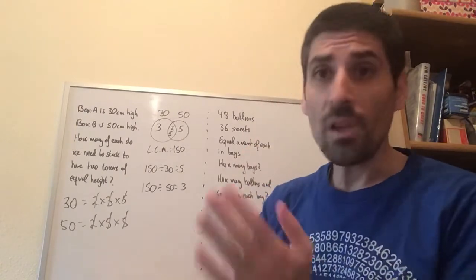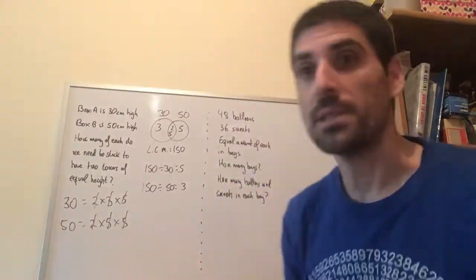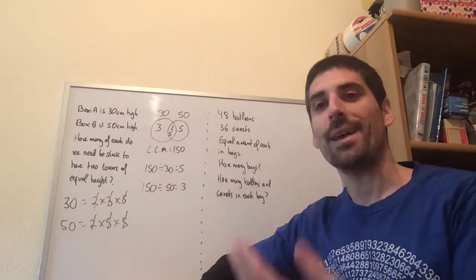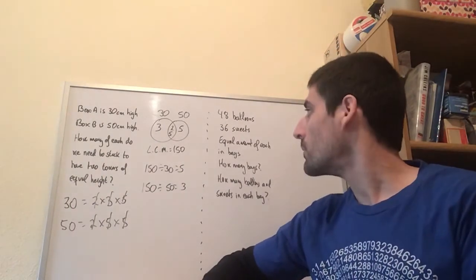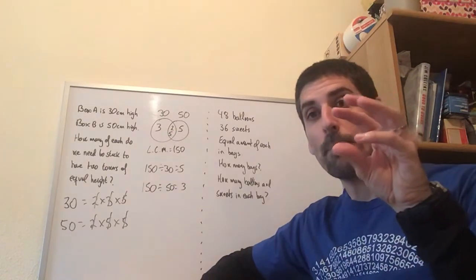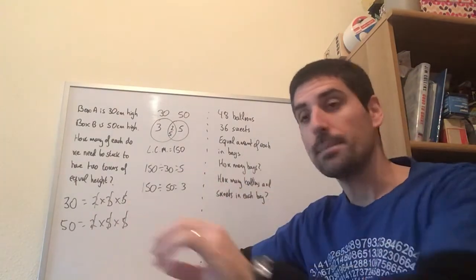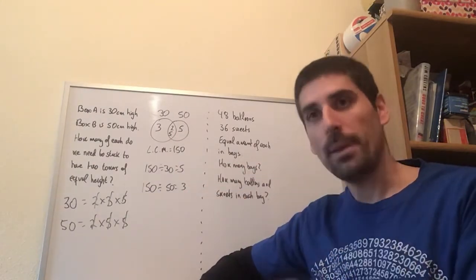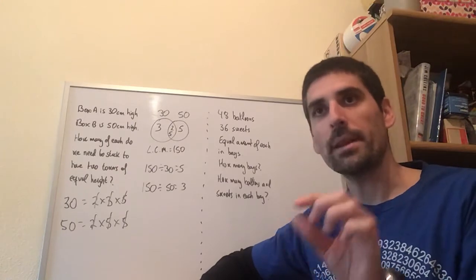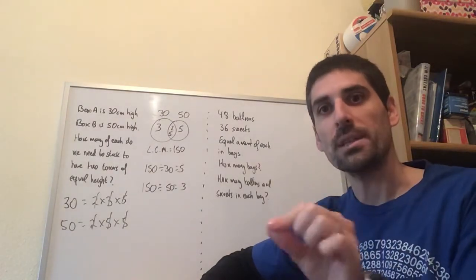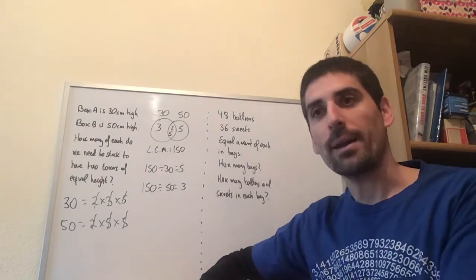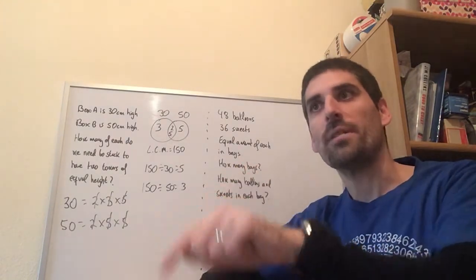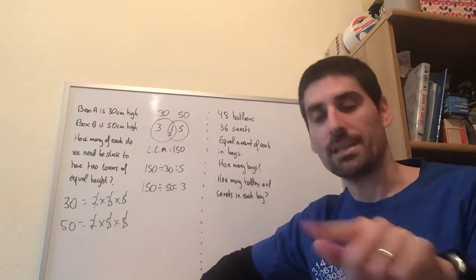Now, let's look at a different problem, which is the one I've got here. It says that we've got 48 balloons and 36 sweets, and we want to put an equal amount of balloons in bags and an equal amount of sweets in the bags. It doesn't mean that I want to have the same amount of balloons and sweets in each bag. It means that each bag has to have the same amount of balloons as every other bag, and that each bag has to have the same amount of sweets as every other bag.